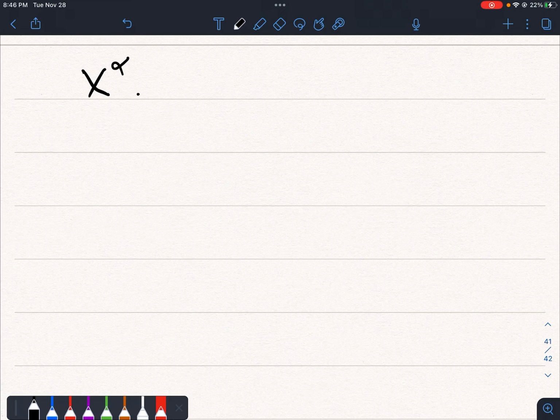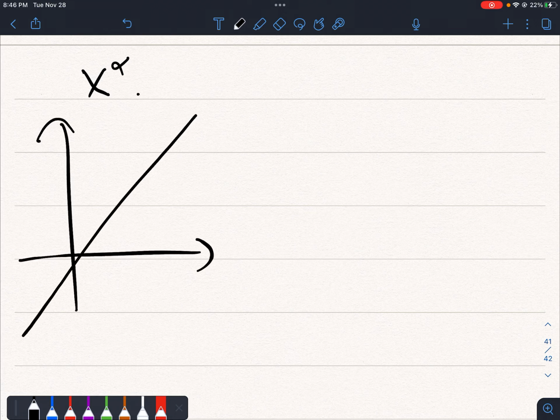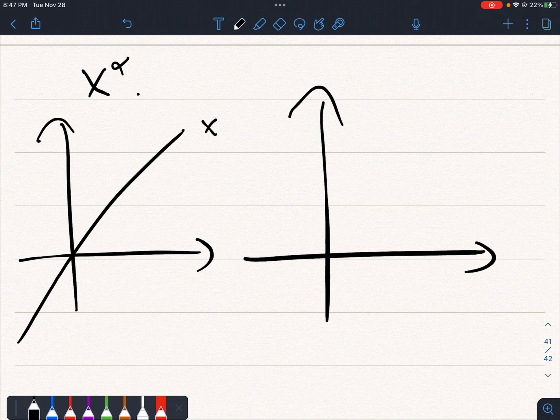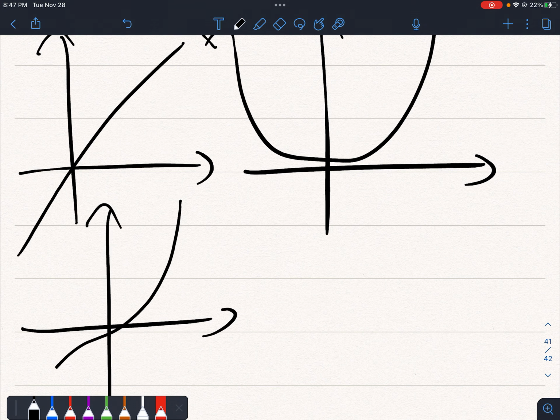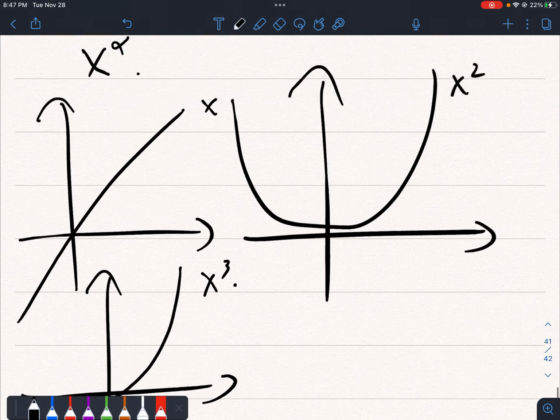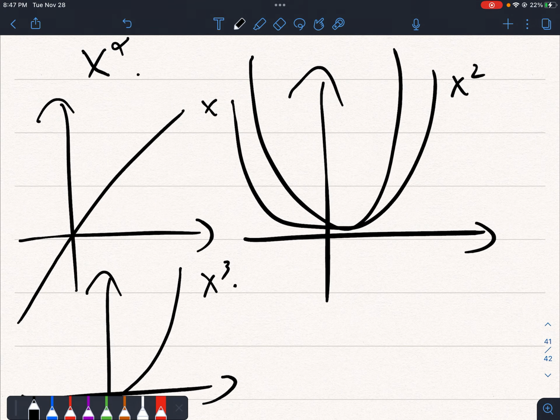So here we must be very careful about this alpha. So maybe we just look at x to the some examples. Okay, so what is x to the 1? It is this function, right? So it is continuous everywhere. And what is x squared? It is something like this. Okay, this is x squared. What is x cubed? It is something like this.